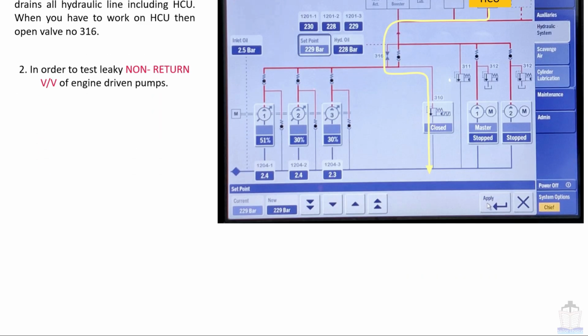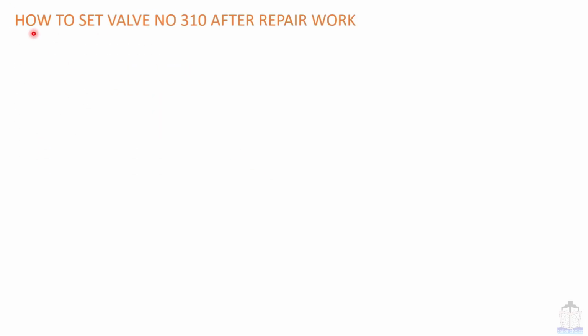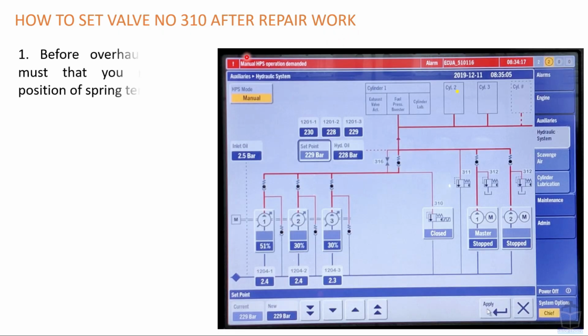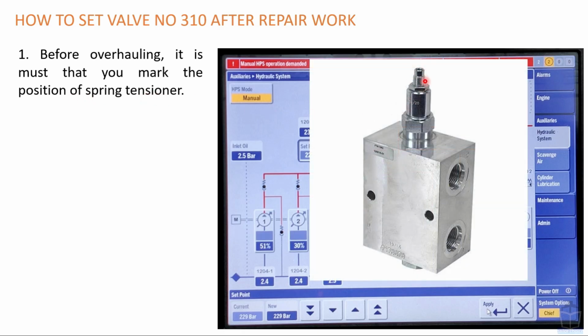Now moving next, how to set valve number 310 after repair work. Before overhauling, you must mark the position of the spring tensioner. Now you will be curious what a spring tensioner is. Just for your reference, I am showing one hydraulic valve picture to help you understand the spring tensioner. This part is called the spring tensioner. So before overhauling, you have to mark the position of this spring tensioner in terms of number of threads or height.